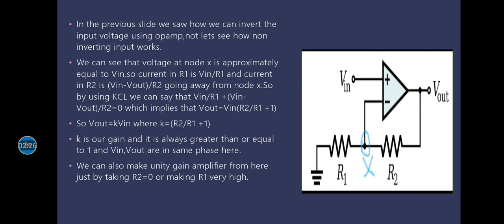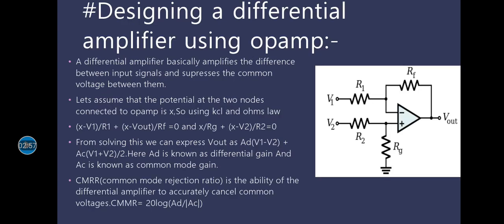after which we can get V out equals to V in times of R2 by R1 plus 1, and from here we get the gain equals to R2 by R1 plus 1, which is obviously greater than or equal to 1, which shows that first of all it is amplified and V in and V out are in same phase. And from this, one thing we can also observe is that we can easily make unity gain amplifier from this circuit just by taking R2 very small or making R1 very high. Unity gain amplifier is basically an amplifier where the V out and V in are almost same.